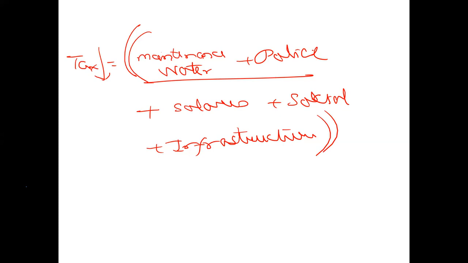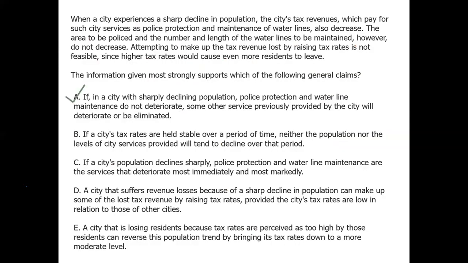Suppose the government takes a call. Now, if this is a call that the government is taking, that I will not let water lines and police deteriorate, then what will happen? What will decline? The other services will decline. And notice that's exactly what alpha is saying.